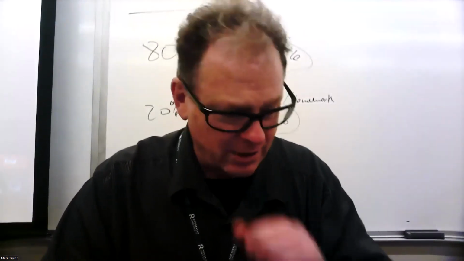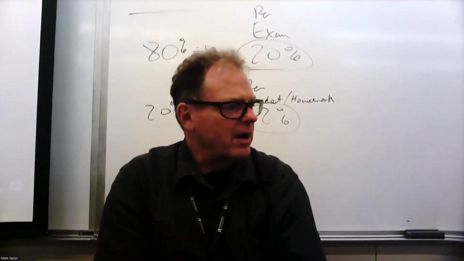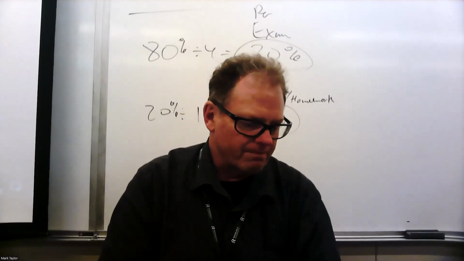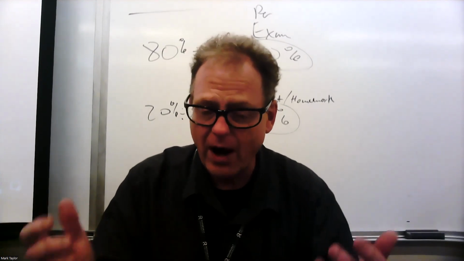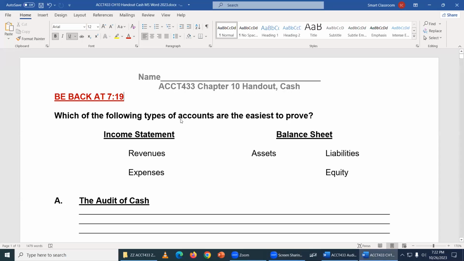Okay, let's go ahead and get started on the chapter 10 handout. The chapter 10 handout is on cash and it's about gathering evidence. One of the major accounts that we look at is cash, and we'll talk about why, but this is gathering evidence. You've got to get enough evidence so you can form an opinion on the financial statements.